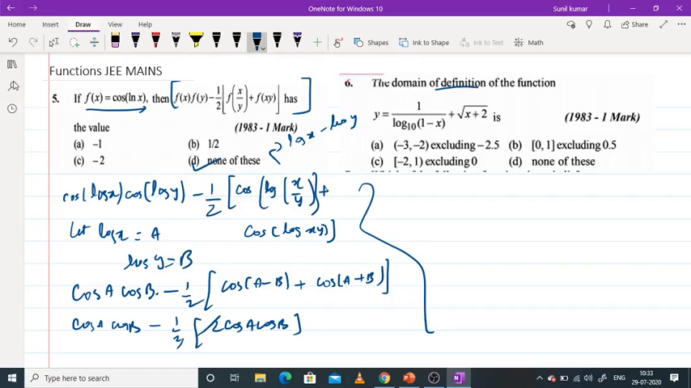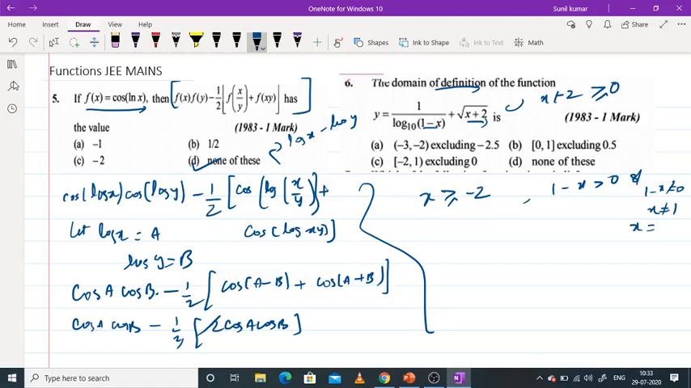So the domain of this function is very simple to find. In the square root, you should know that x plus 2 is greater than or equal to 0. That means x is greater than or equal to minus 2. And here, this 1 minus x should be greater than 0 compulsorily, and 1 minus x cannot be 0. That means x cannot be 1, it's greater than 0, and x can't be 0 also because log of 0 is undefined. So what does it mean? x is greater than or equal to minus 2, and when you multiply by minus, x minus 1 is less than 0, x is less than 1. So it can be from minus 2 close to 1, but it should not contain 0.